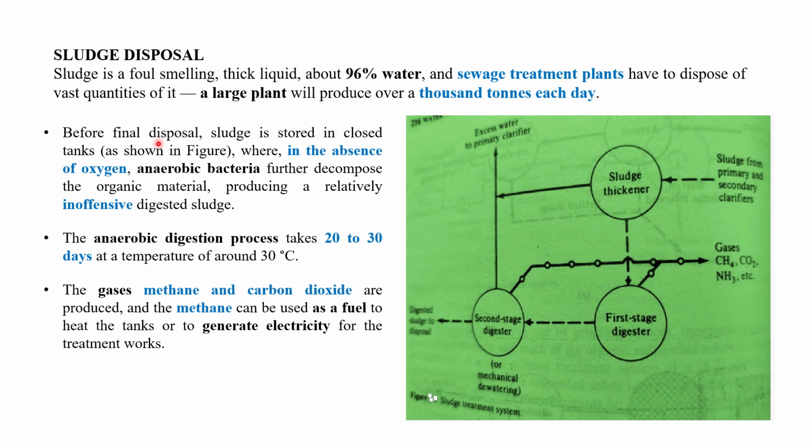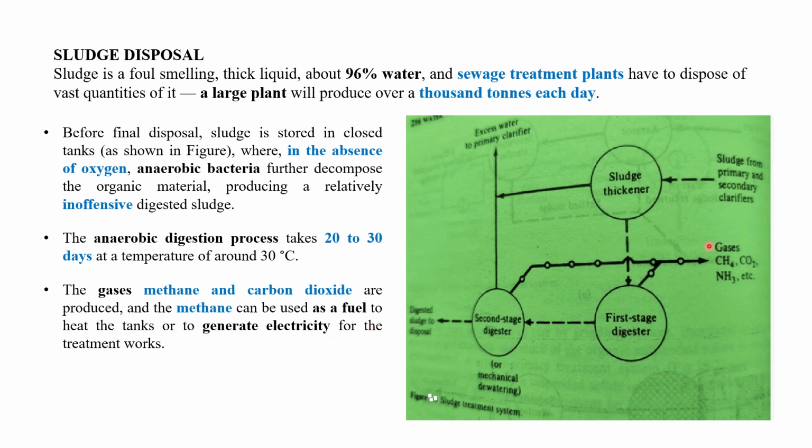Before final disposal, sludge is stored in closed tanks, that is sludge thickeners, where in the absence of oxygen, anaerobic bacteria further decompose the organic material, producing a relatively inoffensive digested sludge. The anaerobic digestion takes place over 20 to 30 days at a temperature of around 30 degrees centigrade. Methane and carbon dioxide gases are produced, and the methane can be used as a fuel to heat the tanks or to generate electricity for the treatment works.